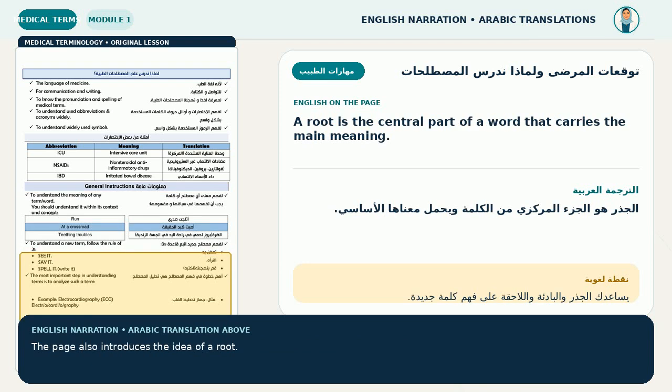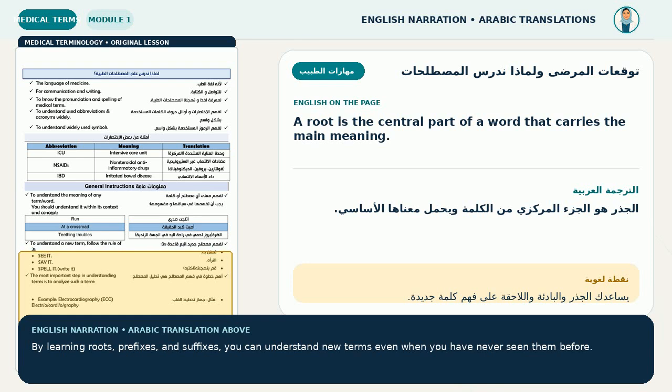The page also introduces the idea of a root. A root is the central part of a word that carries its main meaning. By learning roots, prefixes, and suffixes, you can understand new terms even when you have never seen them before.